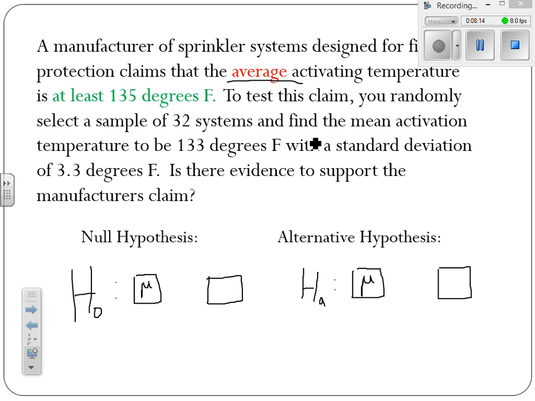And they're going to claim that the activating temperature is at least 135. Well, at least means greater than or equal to. So greater than or equal to always goes with a null. So at least 135. And then the alternative, right, if that's not going to be true, if we're going to reject that, then what that tells us is the alternative to greater than or equal to is less than. What you should notice is the number in the second box is always going to be the same number, right?